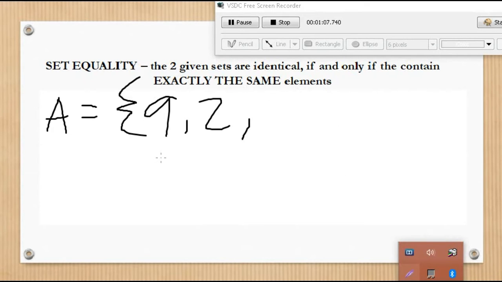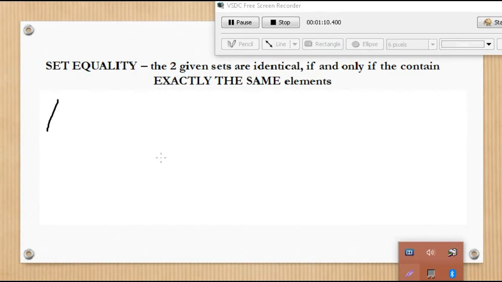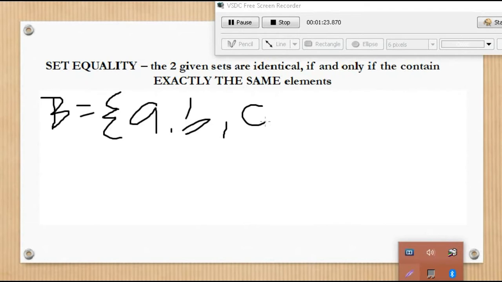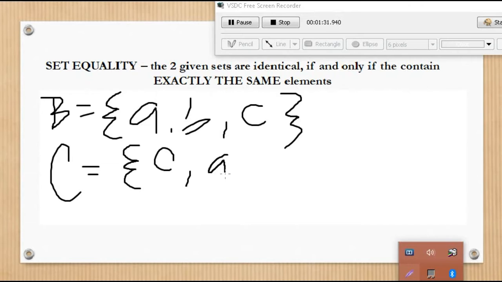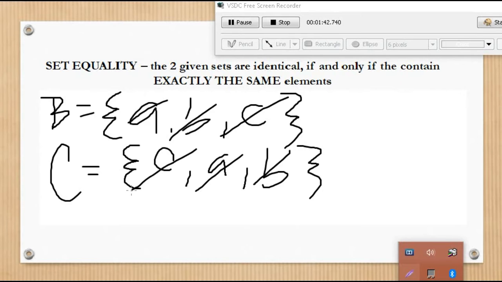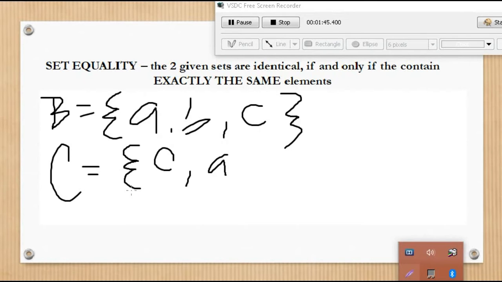Another example is, kunwari meron na naman tayong dalawang sets. Set B and set C. So, yung set B natin contains A, B, and C. And the other set contains C, A, and B. So, identical silang parehas kasi merong A, merong B, meron ding C.